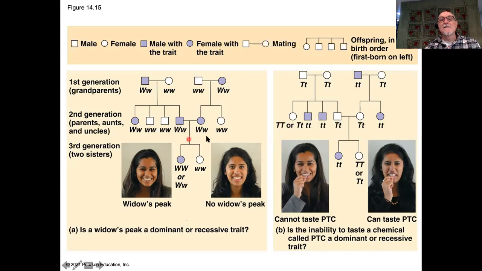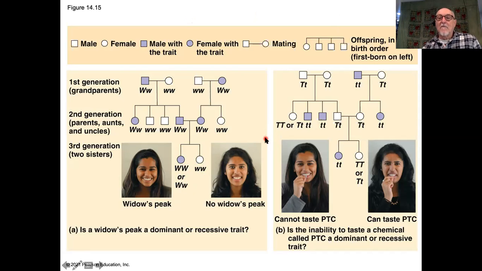So this is a simple way of just going back, working out what the likely genotypes are. Notice we can't definitively say what hers is. It could either be homozygous or heterozygous. Look here. These are both heterozygous, but they could produce a homozygote, or they can produce a heterozygote, or they can produce a homozygote recessive. A simple trait.